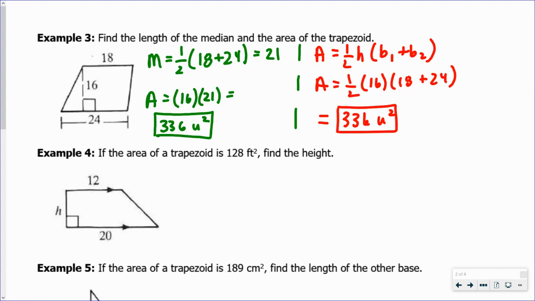Let's take a look at example number 4. It says if the area of the trapezoid is 128 square feet, find the height. In this case, you have to figure out what you know and what you're missing. We know the area. That's given to us right here. We know the length of B1 and we know the length of B2, and what we want to do is find the height. So in this case, I'd probably use the first formula that we learned.